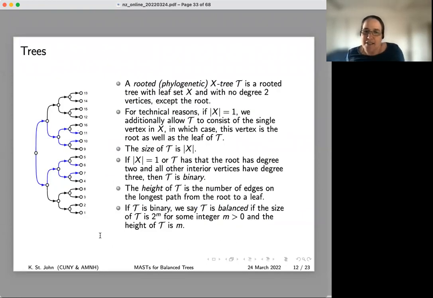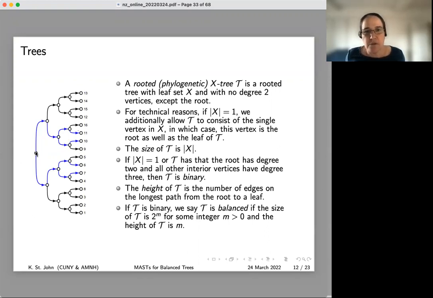So let me give some definitions. I know lots of people know what a tree is, so I just wanted to talk through this very quickly and then give you the idea for what we did and what we're trying to do. We're interested in rooted phylogenetic trees, and we have our leaf set X. Since they're balanced, our leaf sets will always be powers of 2. We're allowing no degree 2 nodes except for the root.